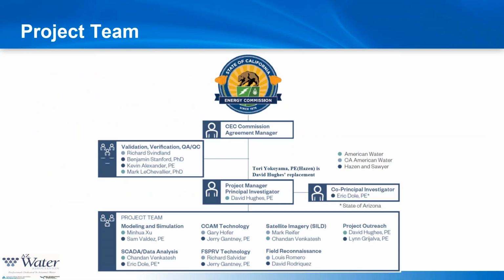Here's a brief org chart of who did this project, funded by the California Energy Commission. It's a partnership between Hazen and Sawyer and California American Water, where I was the co-investigator and the project manager, at the time in charge of the embedded energy calculations. Had a pretty good support team here as well.